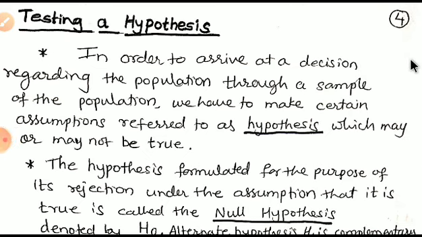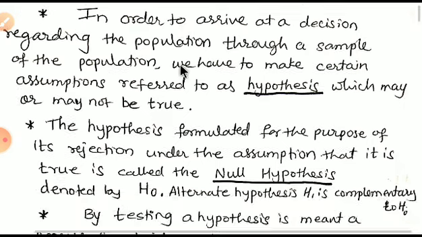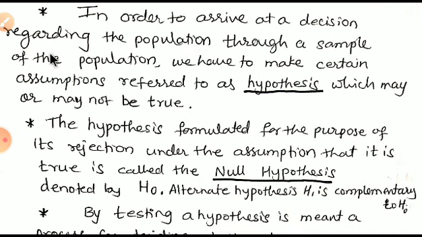Let us continue testing a hypothesis. In that last video I explained what is population and what is sampling. In order to arrive at a decision regarding a population through a sample of the population, we have to make certain assumptions referred to as hypothesis. These hypotheses may or may not be true.